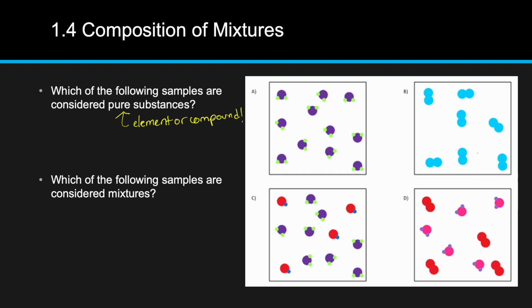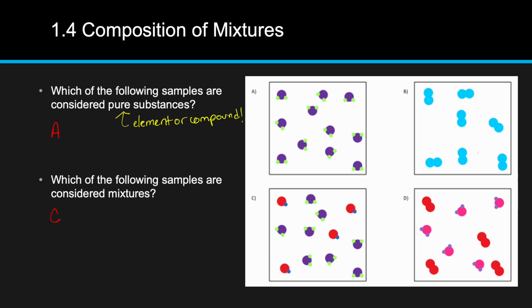If we look at A as an option, you can see what look like water molecules. It could be a different type of compound, but it looks like water molecules. Since they are all the same molecule and that's all we have in there, that would be considered a pure substance. So A is one of the answers. Then let's go down to C. On C, we can see that there are molecules, but there are two different types of molecules. So that would not be considered a pure substance. That would be considered a mixture.